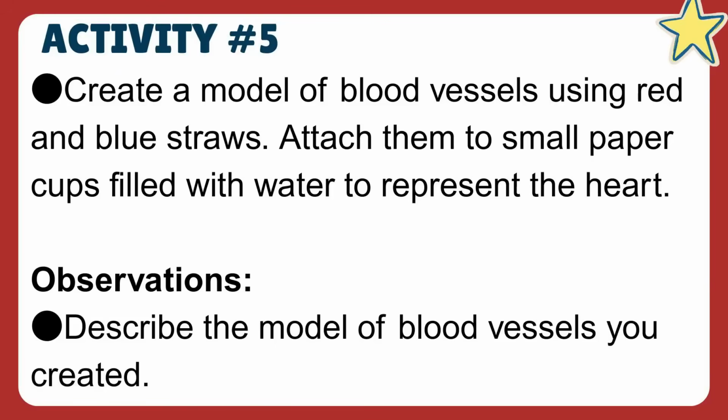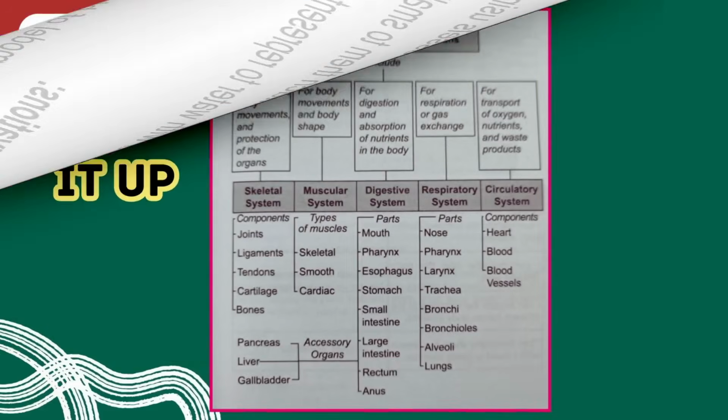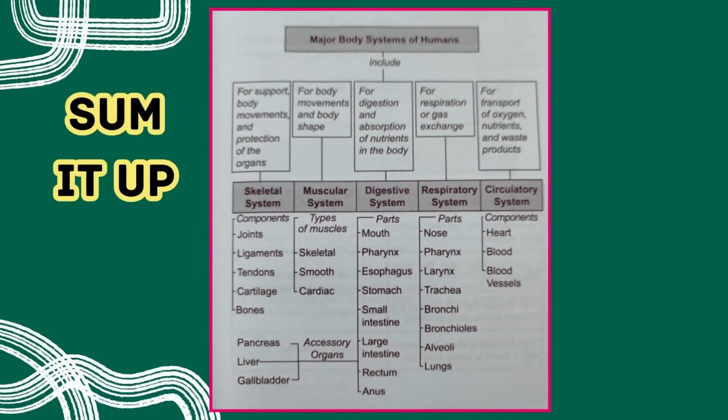Let's do activity number 5. Here is the summary of the 5 major body systems of humans.